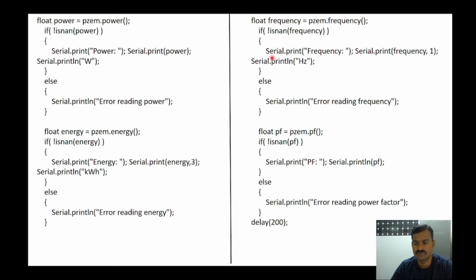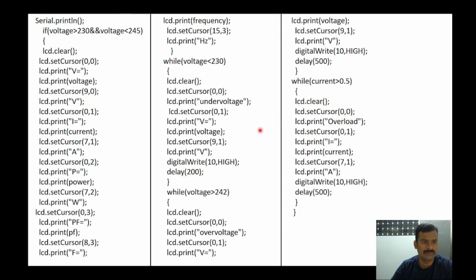All these values will be brought from the energy sensor to the Arduino, and these values will be stored in the respective memory locations, like frequency and power factor. All these memory locations will have their own values obtained from the energy sensor. So once we get all these values, we need to compare the voltages to say whether it is normal or over voltage or under voltage, and for the current, whether it is a normal current or over current. So we need to compare them.